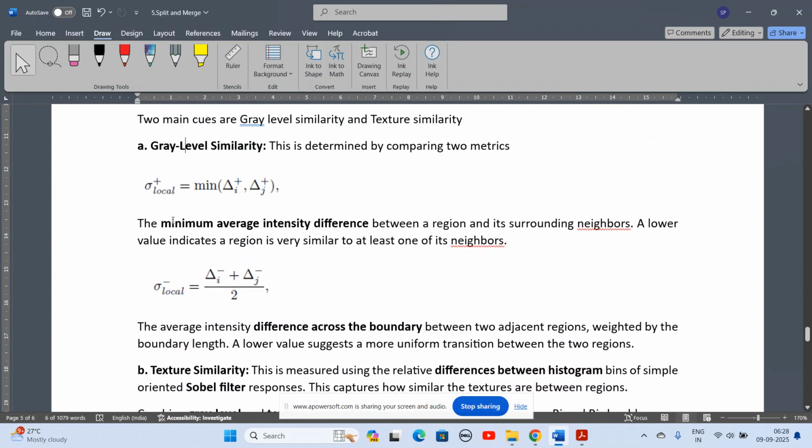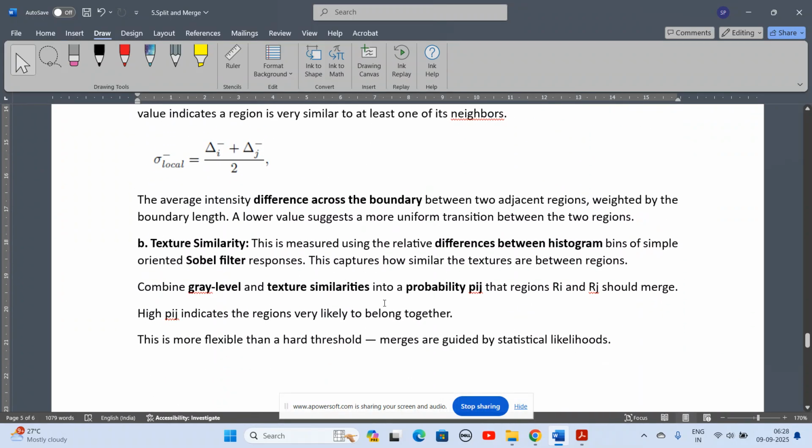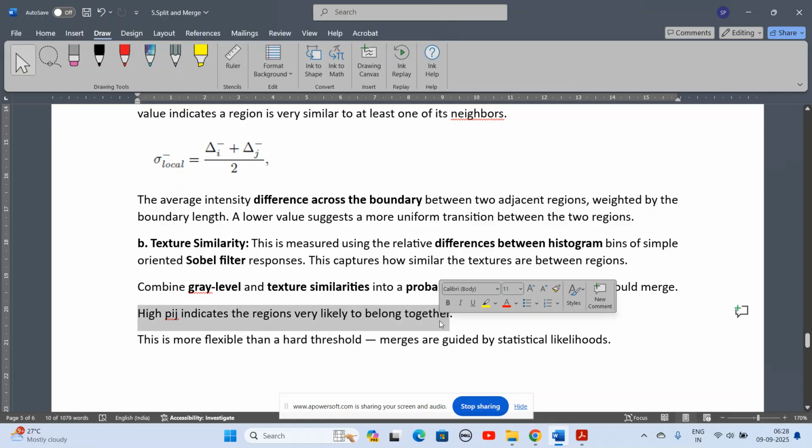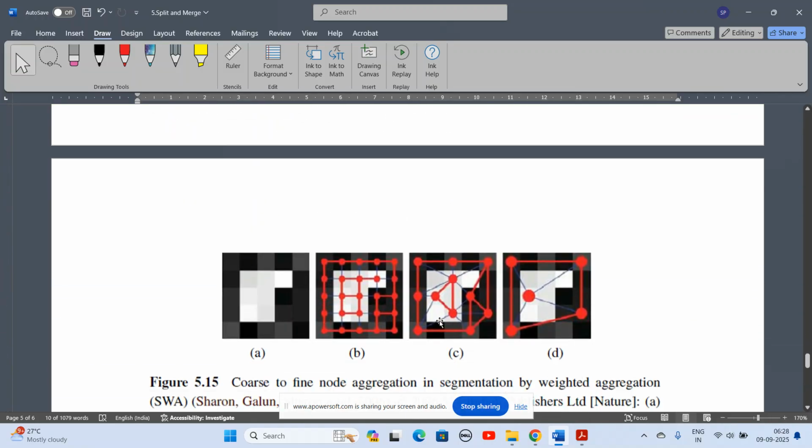So now we are going to combine both the gray level as well as texture similarity into a probability. So the probability Pij represents the regions Ri and Rj. A high probability indicates that the regions are very likely to belong together. So I can merge both of them. If not, I cannot merge them.